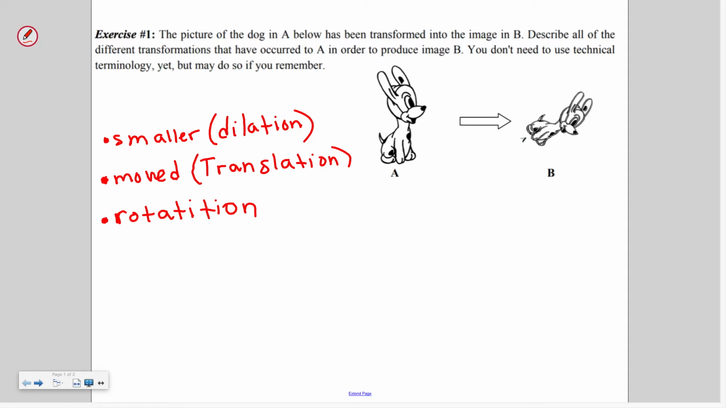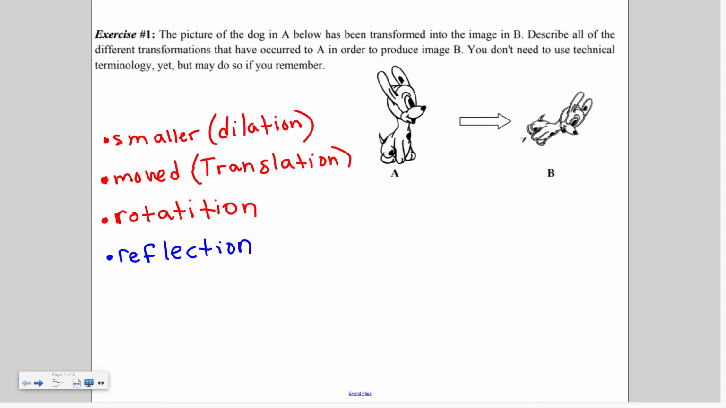We've identified three, but there are actually four. And the last one is called a reflection. Reflection, pretty simple. It sounds like a word you've heard before, and it's just what it is. When I flip something over, like you're looking at yourself in the mirror, that's a reflection of yourself. Okay, great. So we have a dilation, we have a translation, we have a rotation, and we have a reflection.